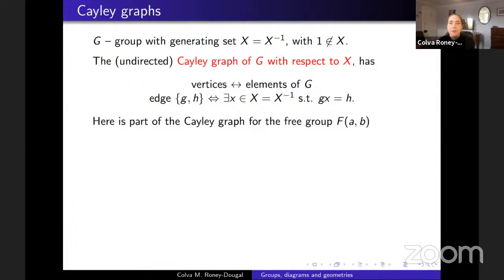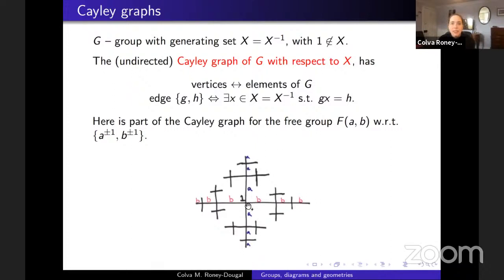Here's part of the Cayley graph for a free group. So I'm doing it with respect to the obvious generating set. Here's the identity in the middle. And then I've put all the A edges going up the way, and I've put all the A inverse edges, let's say, going down the way, and the B ones going out to the right, and the B inverse ones going to the left. I haven't actually bothered labeling the directions, but hopefully that's clear enough. And you can see this is going to be an infinite object. I've drawn it a bit like a fractal with the distances halving each time, but this thing's going to go on forever. Every single vertex will have degree 4, because you can leave any group element by multiplying by an A or a B or an A inverse or a B inverse.